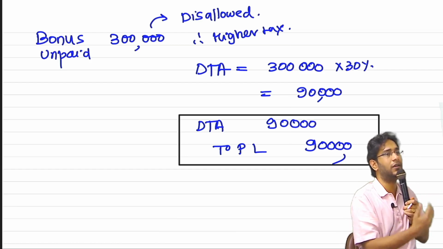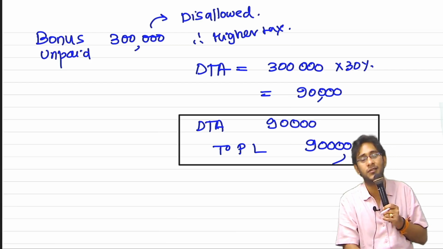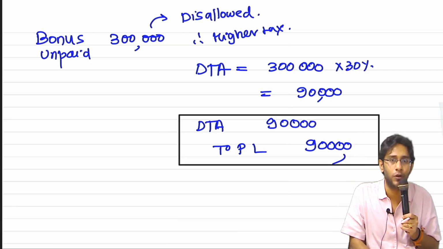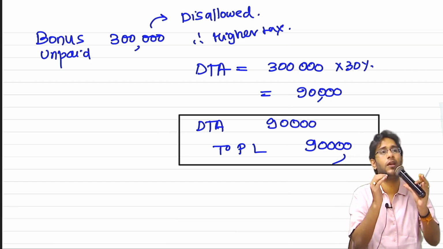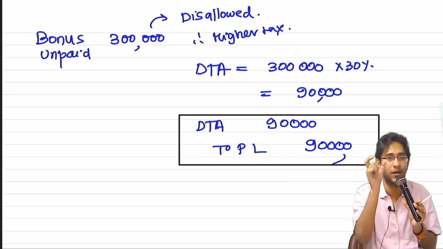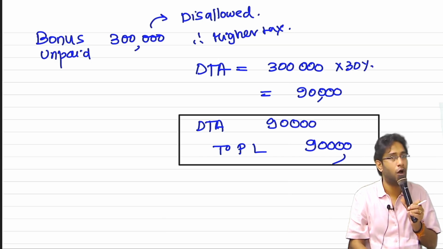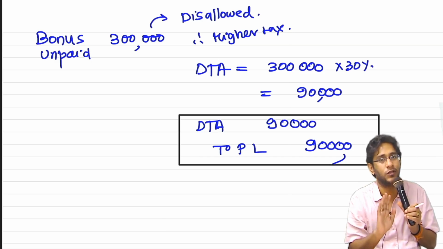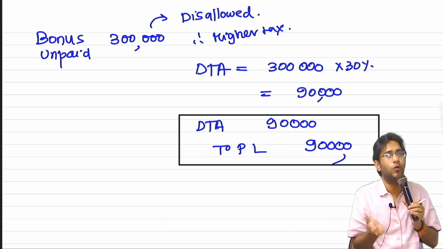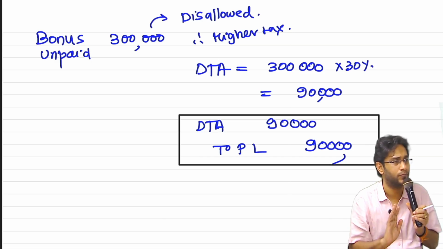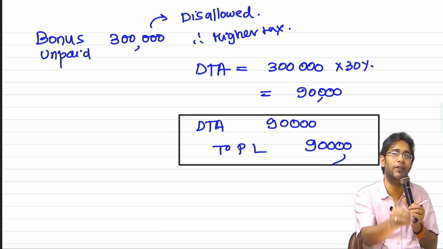Let me create DTA. Ind AS 12 says, I am not worried about your payment of bonus. Even if you pay bonus, a bonus has to be claimed as a deduction from some income. I am worried about you earning that income. I am not worried about you not paying bonus. You will definitely pay. If you don't pay, what will happen? People will file a case on you, or people will leave working for you. So for your own good, you will anyway pay bonus.